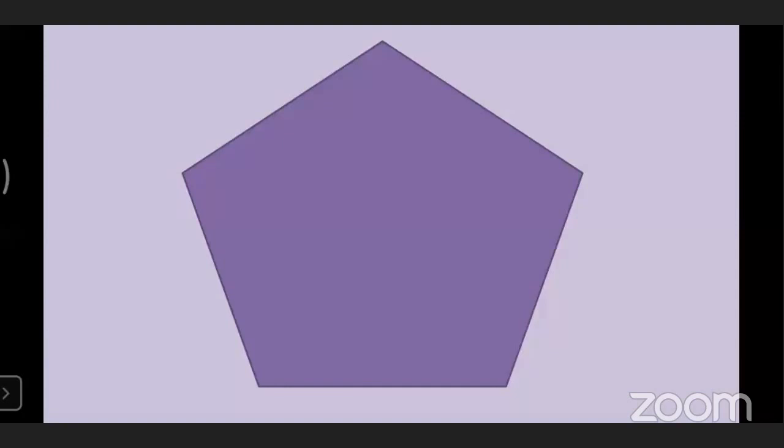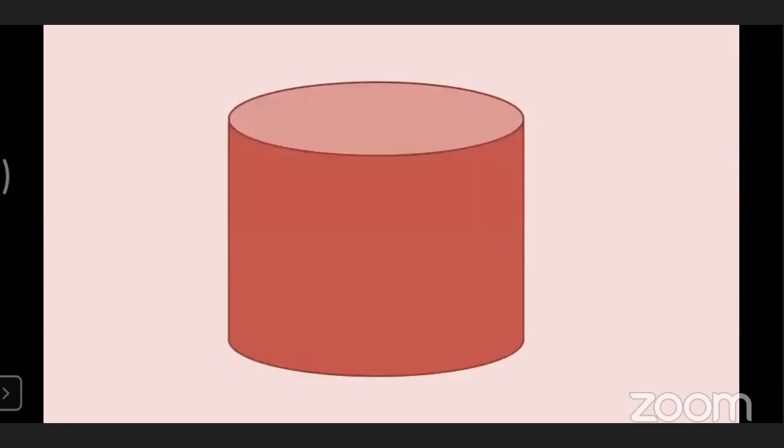Now let's identify the next geometrical figure. Tell me. It's a hexagon. This hexagon has 6 sides. Just count it and tell me. 1, 2, 3, 4, 5, and 6. It's a hexagon. Okay. Now let's identify the next geometry figure. Can you tell me which figure this is?